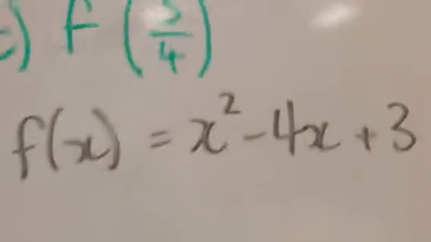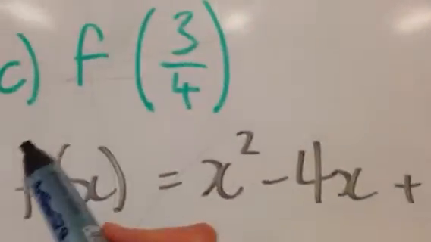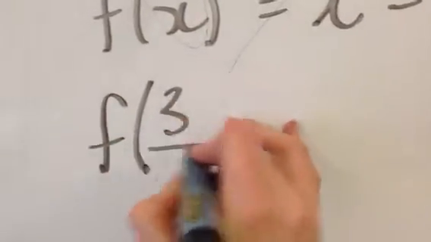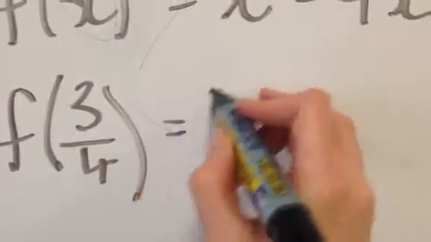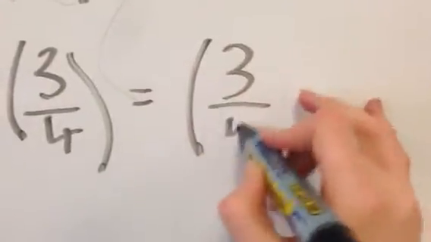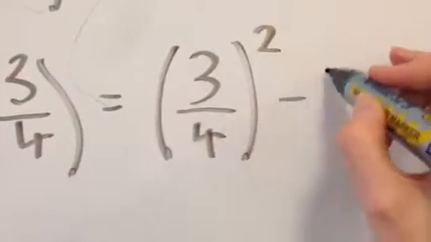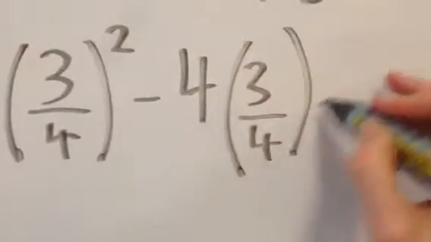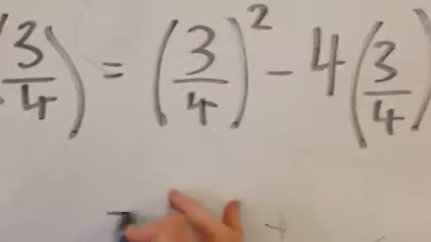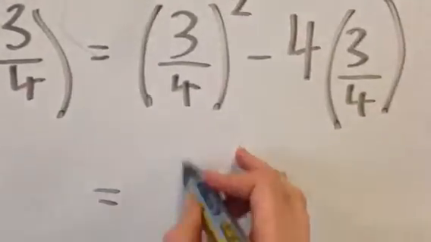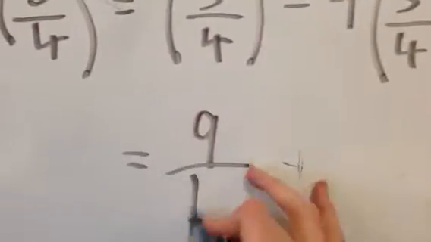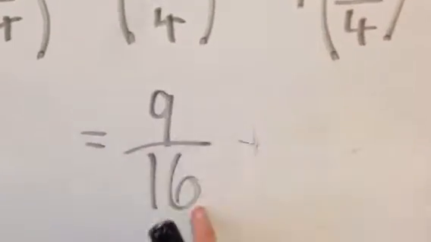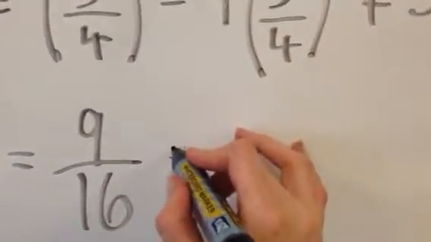Okay, now let's look at the last one here. When we have f(3/4), we're going to sub in 3/4 for x, and so we get (3/4) squared minus 4 times 3/4 plus 3. (3/4) all squared gives us 3 squared over 4 squared. 3 squared's 9, 4 squared 16.